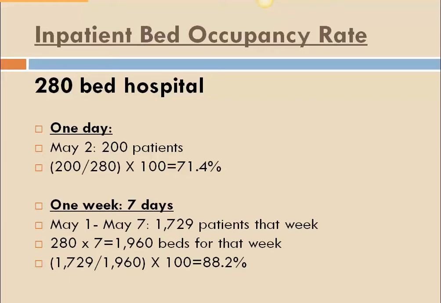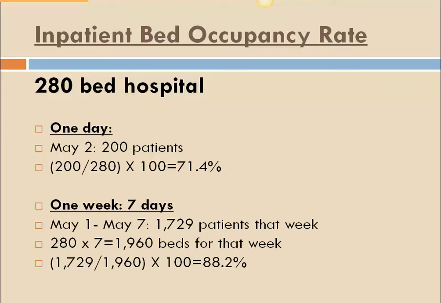So we know that that number of patients is going to be our numerator. It's the number of patients that we had in care, or the number of beds that we had filled, 200, compared to the number of beds that we could have had filled, 280, and then multiply by 100 since we're calculating an inpatient rate. So 200 divided by 280 and then multiplied by 100 gives us an inpatient bed occupancy rate of 71.4% for May the 2nd.